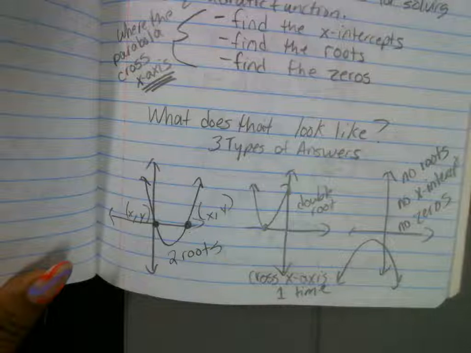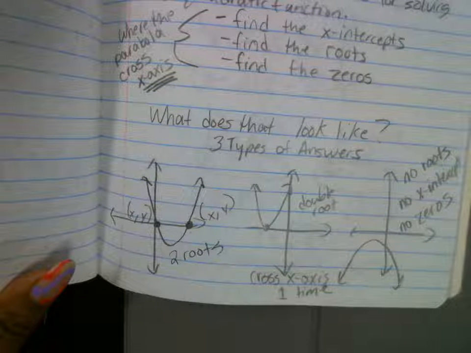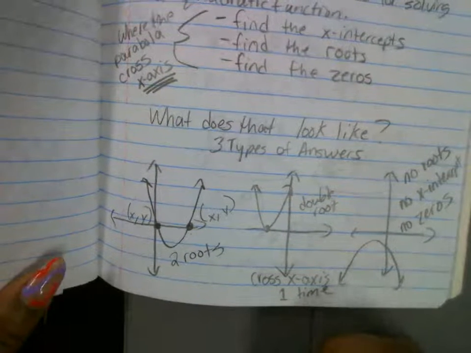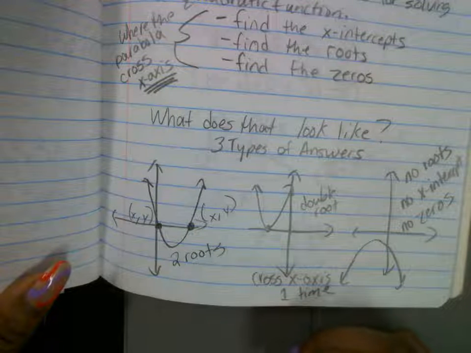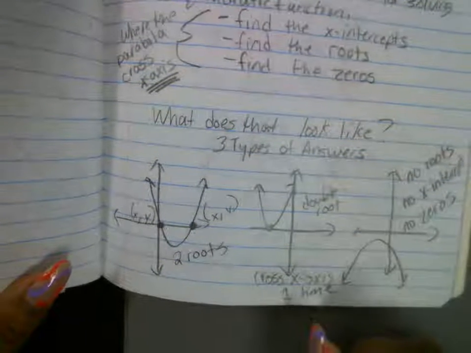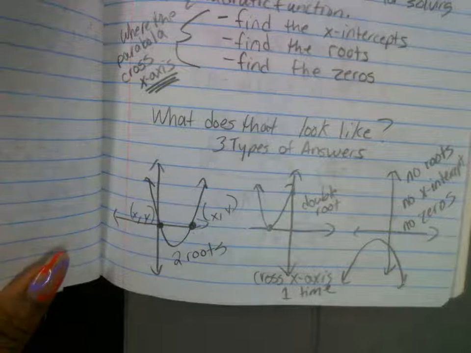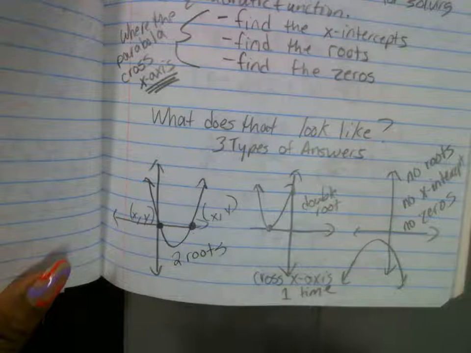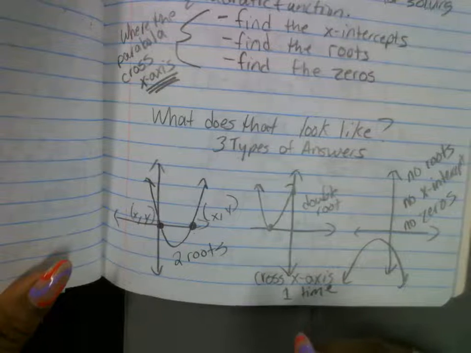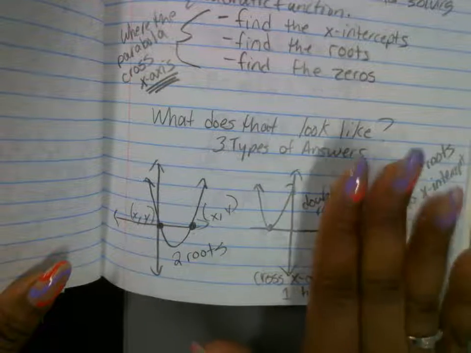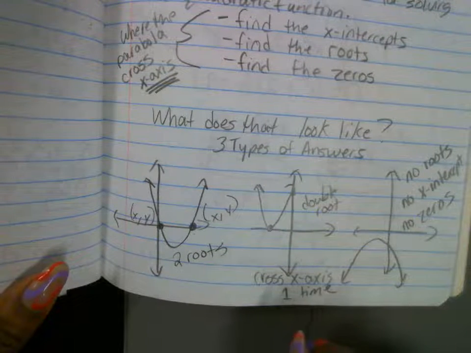So just because it says that it's prime does not mean that it didn't cross the x-axis. No, it just means that it's not an integer. The answer could cross at a decimal, like 5.6 or something like that. Any questions, comments, or concerns?